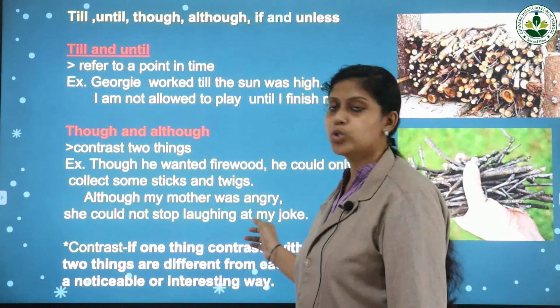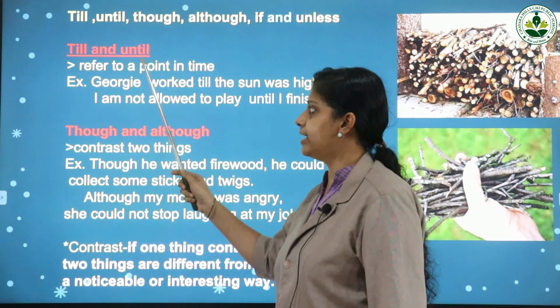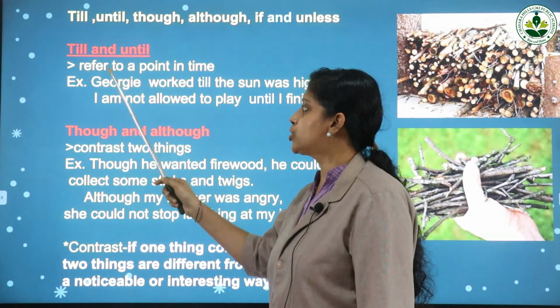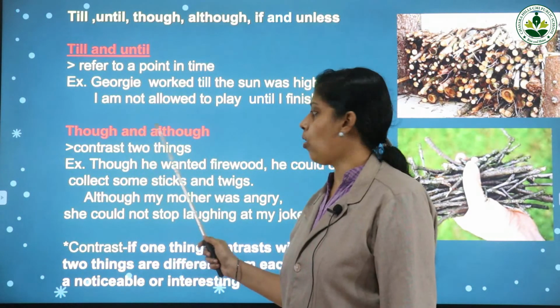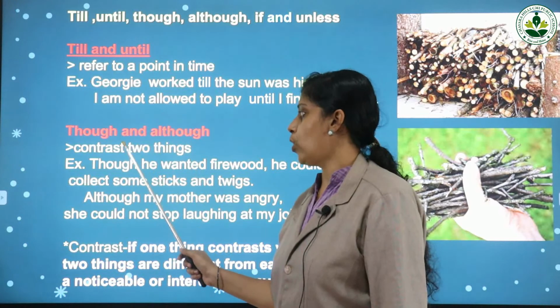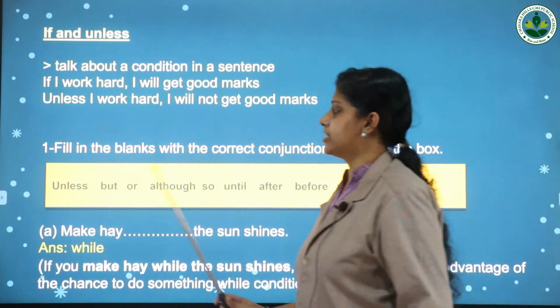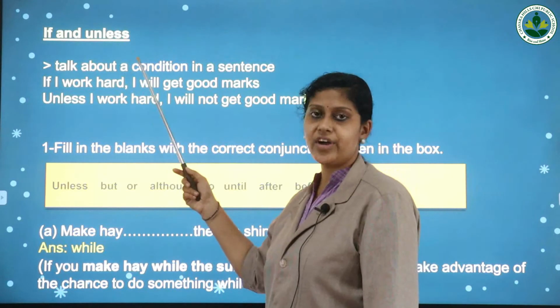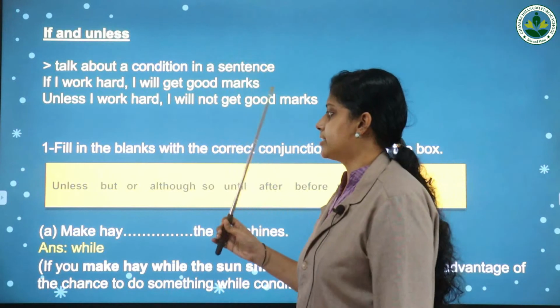Till and until are used to refer to a point in time. Second, though and although are used to contrast two things. Next, if and unless: we can use the conjunctions if and unless to talk about a condition in a sentence.